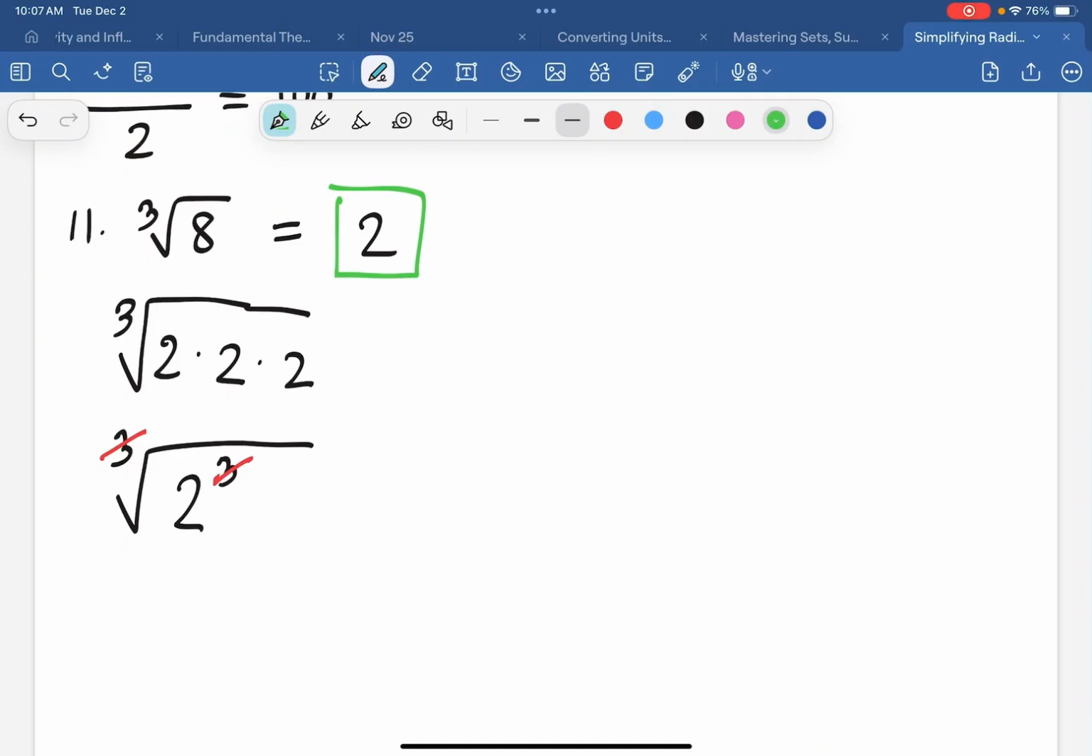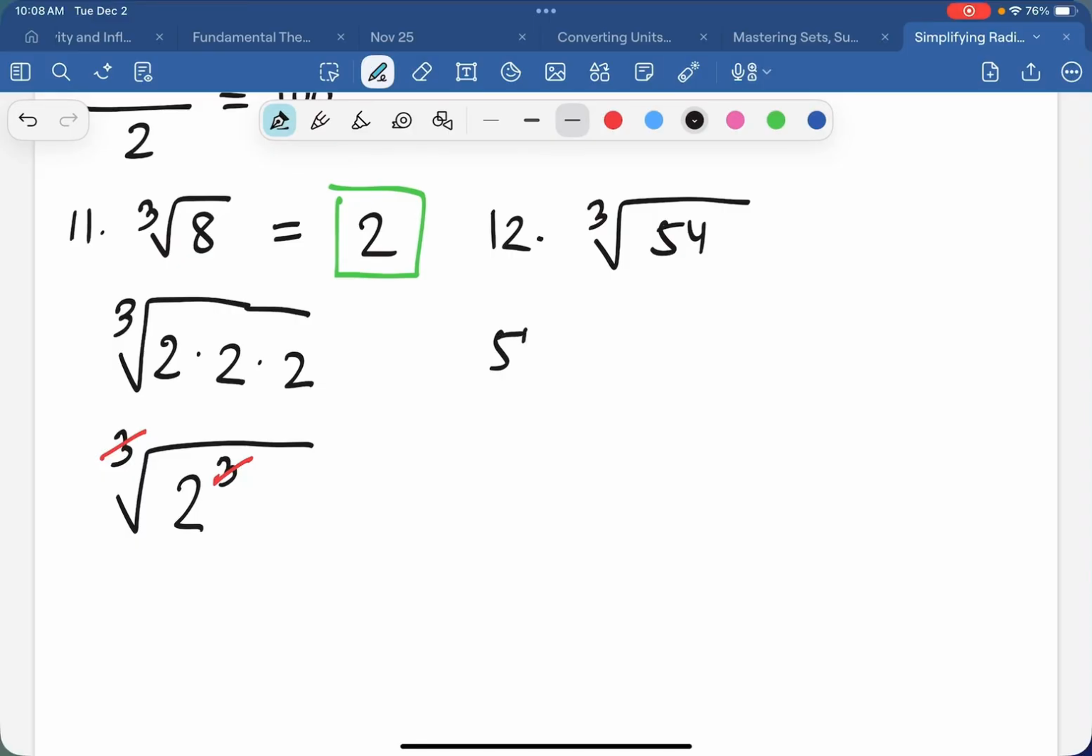Okay, I hope that's clear. Next, let's have number 12, cube root of 54. So let's try. I hope you have mastered some perfect cubes from 1 to 4, 27 until 1000. Let's not get too much of the bigger numbers.